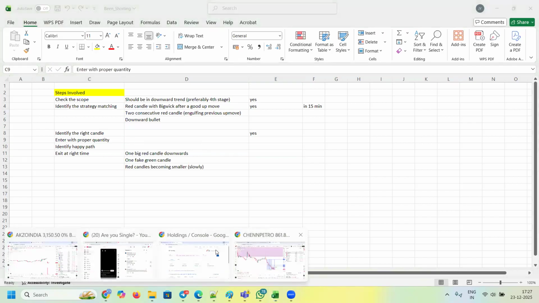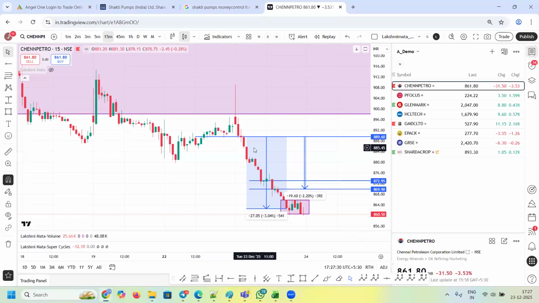That is one of the biggest challenges which we need to think about. See, imagine you have taken only 10 quantity for shorting. 10 into 19 rupees, if it falls, only 190 rupees you will get, correct? Even if you travel till here, 27 rupees, for 10 quantity you will get 270, correct?